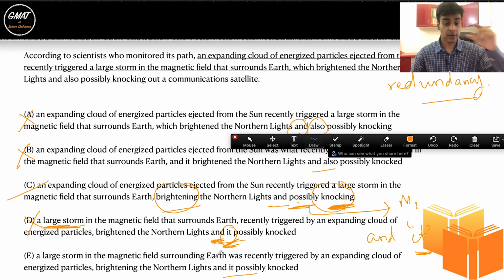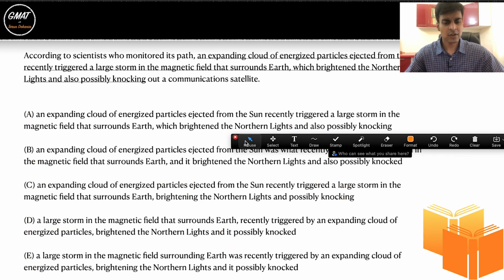A large storm in the magnetic field surrounding Earth was recently triggered by an expanding cloud of energized particles, brightening the other lights, and it possibly knocked. Here we have another problem. If anything, it should also be an -ing form. So E is also out, and C is my answer. Done. Now this was the 600 to 700 level question, I think.